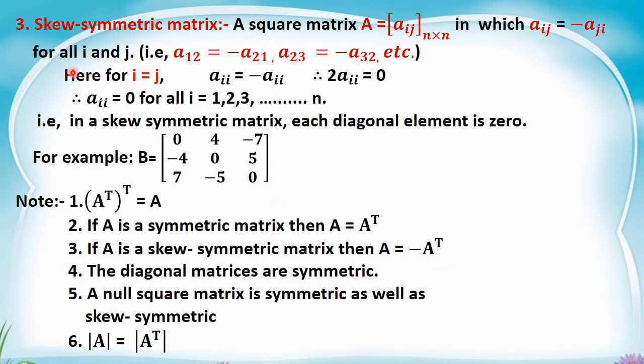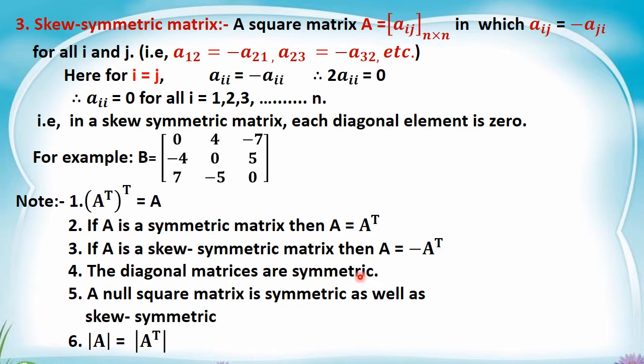Here, if you interchange the rows and columns, then you will get 0, 4, minus 7 in the first column when finding the transpose. Then minus 4, 0, 5 will be the second column. That means the elements are numerically equal but differ in sign. Now, the diagonal matrices are symmetric. Always the diagonal matrices are symmetric, because the non-zero elements lie on the diagonal only.